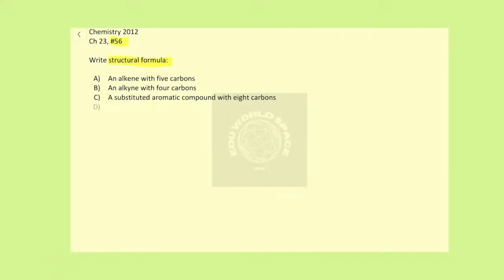Part A says we want an alkene with 5 carbons. So that's exactly what I'm going to do here. I will write my 5 carbons: 1, 2, 3, 4, 5. And I want a double bond somewhere. I just want to put it here on the very first carbon. Now that we have that, I actually need to rewrite that.